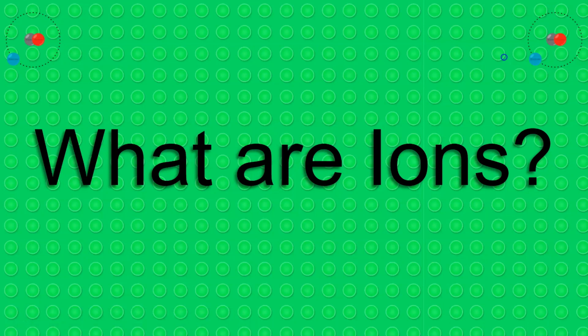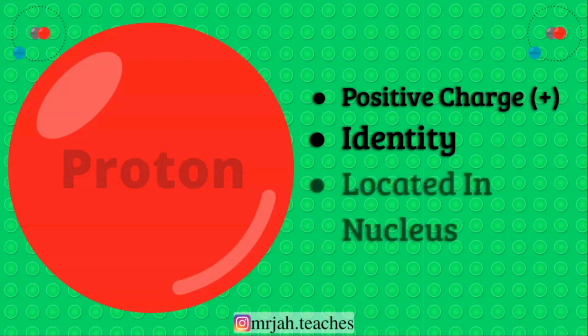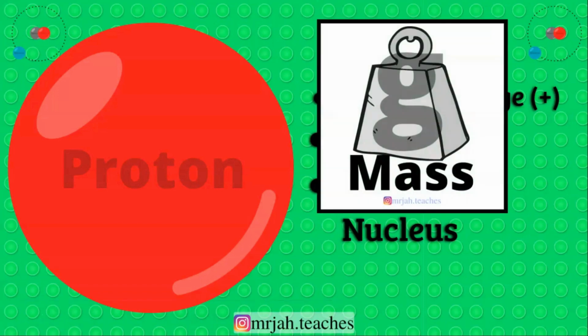What are ions? Let's review. Protons have a positive charge. They determine the identity of the atom. They're located in something called the nucleus, and they determine the mass of the atom.